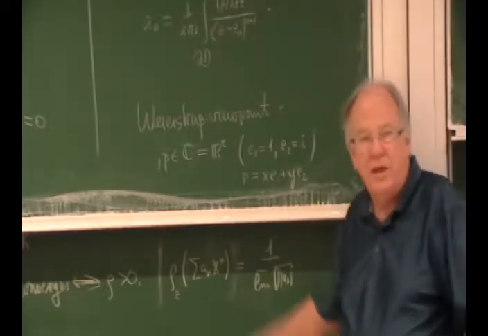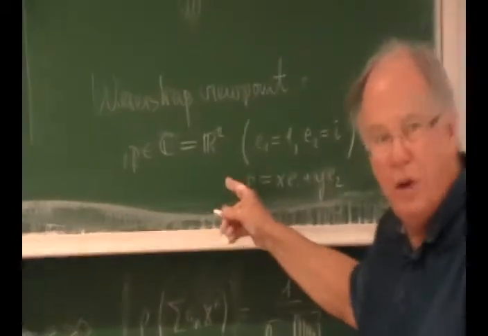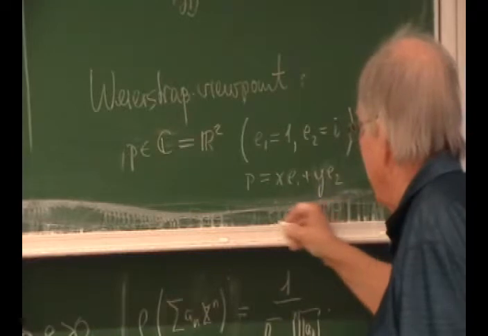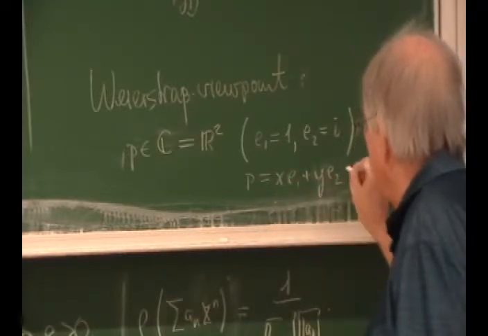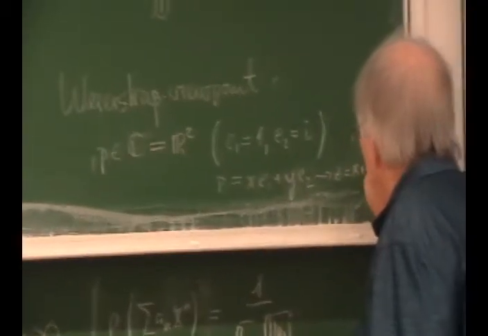Now I change the basis. I could make an incredibly complicated change of basis, and that would give me another way of, and this I send to z equals x plus i y.